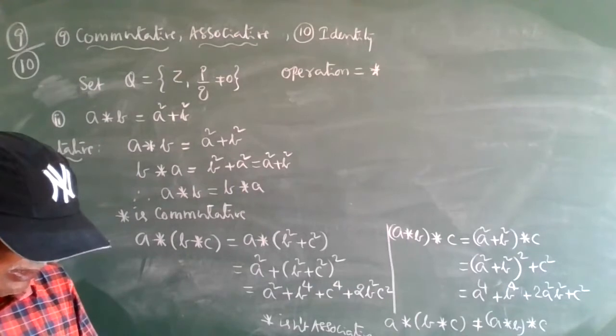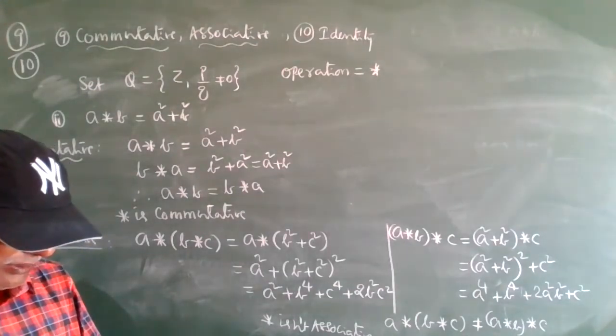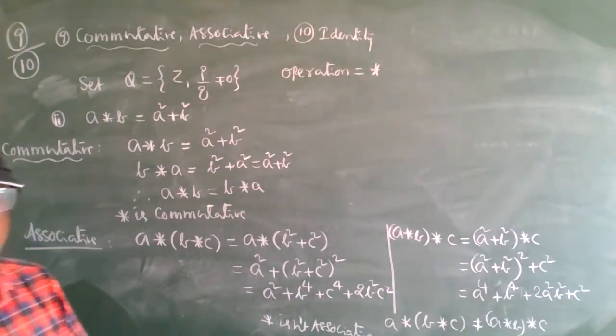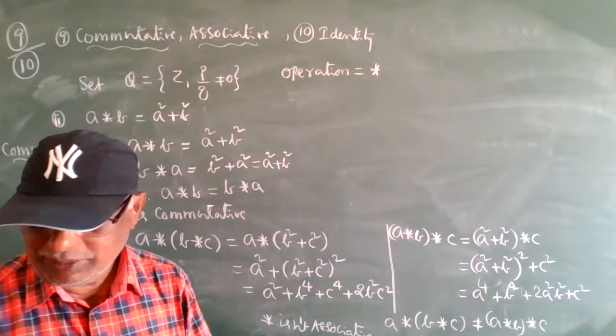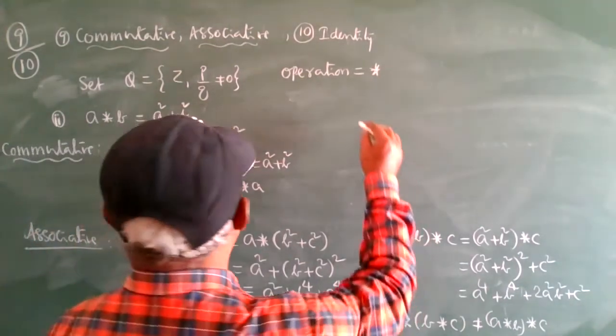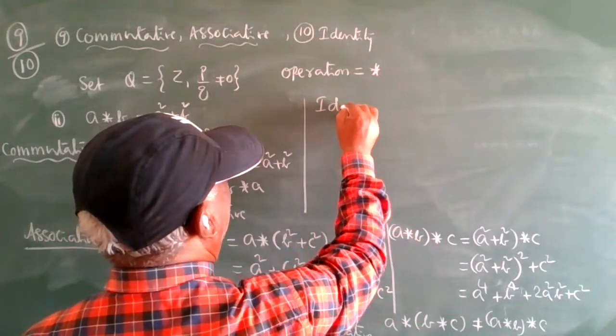What is the ninth problem? Yes, this is commutative only, but not associative, which is correct. Commutative, but not associative is correct. Now identity. Everyone see identity.